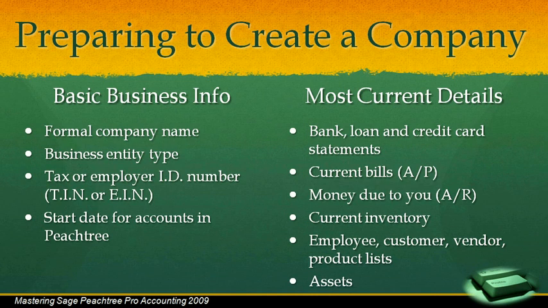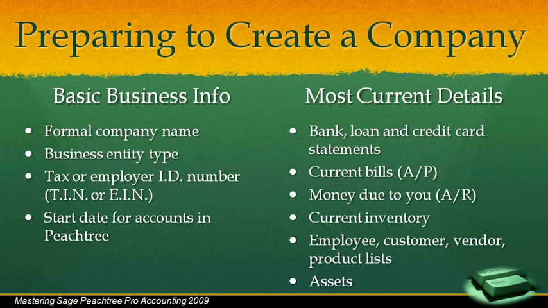You also need to know what your business entity type is, and if you have a tax or employee ID number, a TIN, or an EIN, you should know that as well. You also need to select a start date for the accounts in Peachtree. Now, that could be as of today, it could be the start of next month, it could be last month, or you could go all the way back to the beginning of the year. But it is a decision that needs to be made. So records in Peachtree will be accurate as of what date.